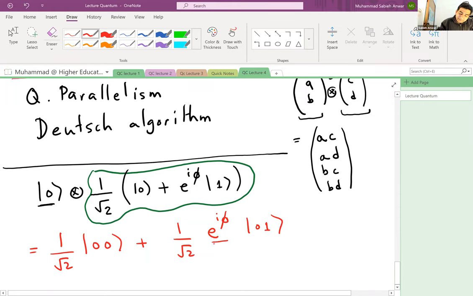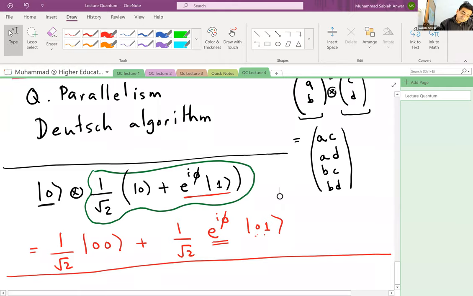Now, this phase, even though it appears with the second qubit here, in this way of writing the two qubit state, it's in fact prepended to this basis state 0, 1, which belongs to both qubits. So we really need to keep this concept in mind. Okay.